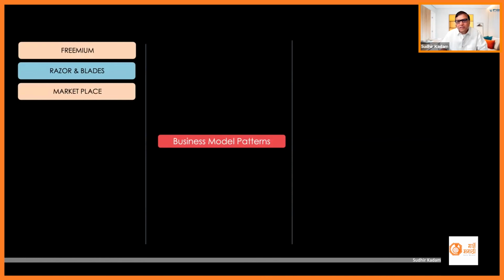Then is the marketplace model. An example of a marketplace is Amazon. Ideally, I would have loved to do this interactively, throw this over here and ask you which model you think fits in. But we have very little time. I think Alankar needs another 30 minutes.